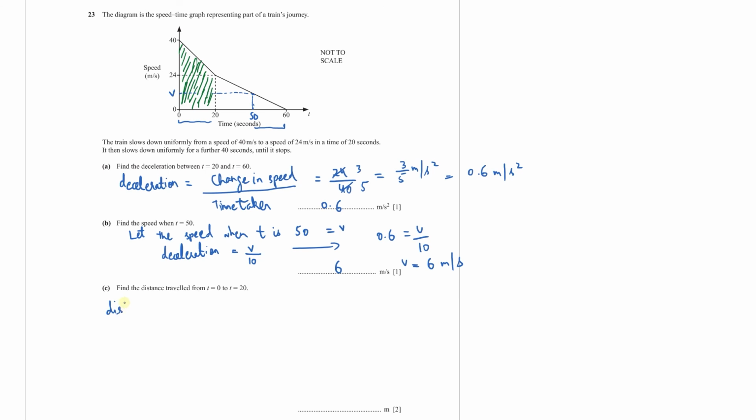So using the formula for the area of a trapezium, which is 1 by 2 into height. Height here is 20. And the sum of parallel sides, one side is 24, the other side is 40. So 24 plus 40. So this will be 2 times 10, 10 multiplied by 40 plus 24, which is 64. So this will be 640 meters, the distance traveled.